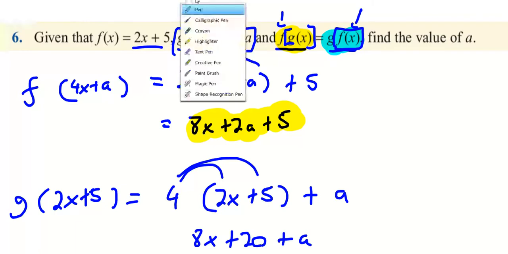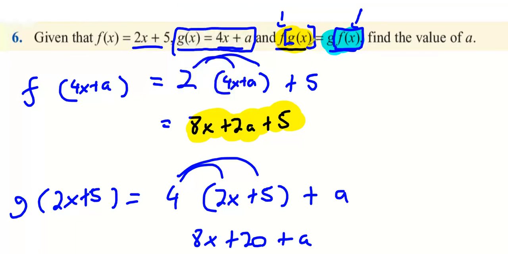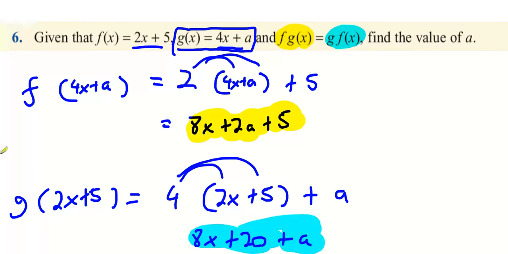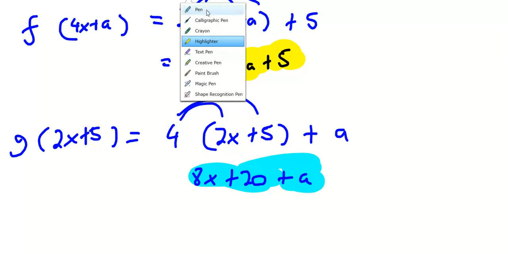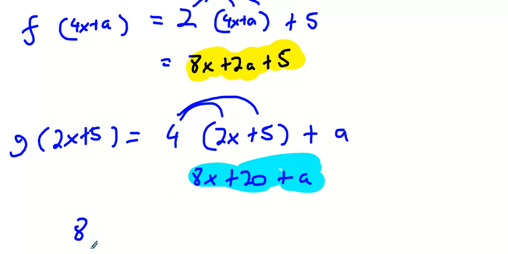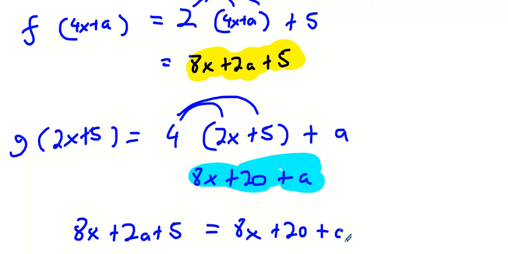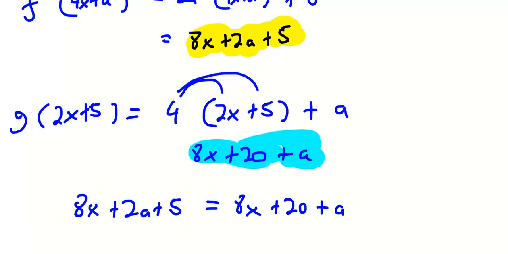Now what we're told is that the blue part has to equal the yellow part. So if we go back to my highlighter, this blue part here must equal this yellow part here. That's what it says. So my blue part equals my yellow part. Next we write down the next line, and we get 8x plus 2a plus 5 equals 8x plus 20 plus a. The 8x's on both sides cancel.